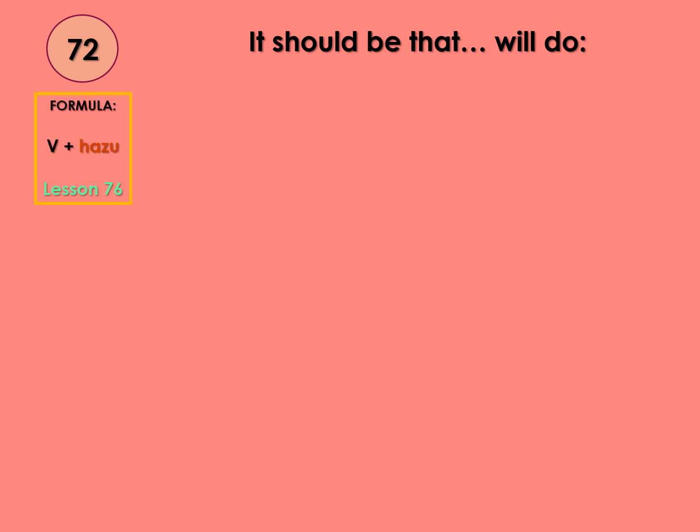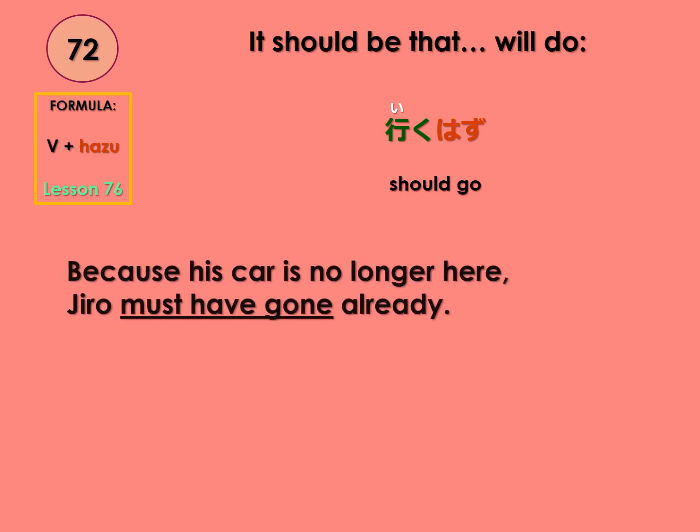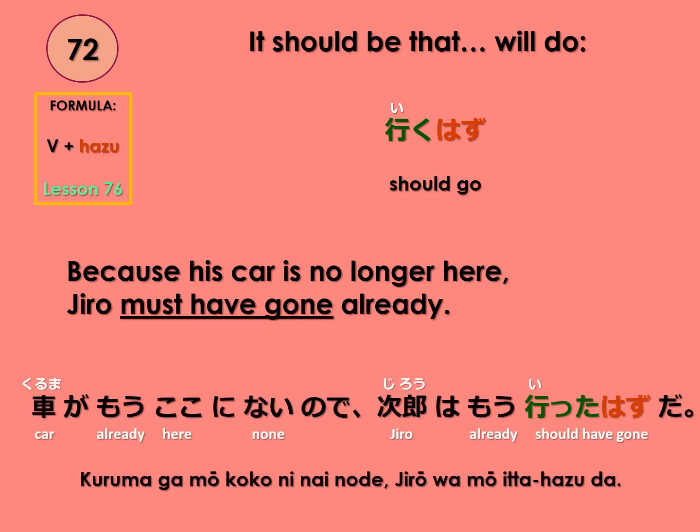72番 It should be that. Formula is full conjugation of the verb plus HAZU. Lesson 76. It should be that will go. Iku hazu. Because his car is no longer here, Jiro must have gone already.